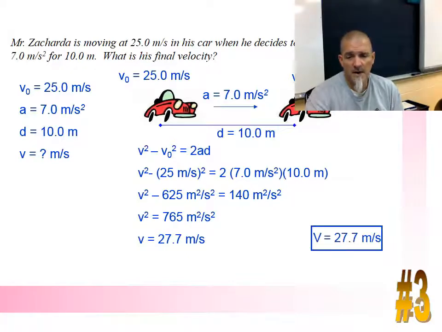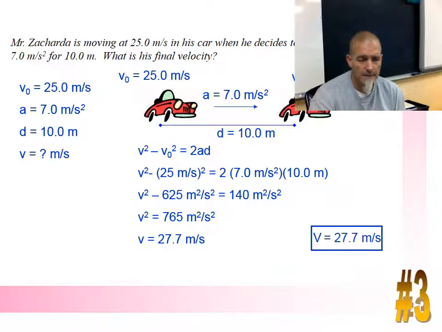And we would put a box around that answer and write it in the lower right-hand side of our problem over here like this. Another hint, by the way, that this would not be our final answer: the velocity is way too fast. Mr. Zaccarda didn't go from 25 to 765 meters per second in a distance of 10 meters. That acceleration is not great enough, and this would not even be a reasonable speed for any car. Again, taking the square root, make sure you do that. That's a common error with this equation.